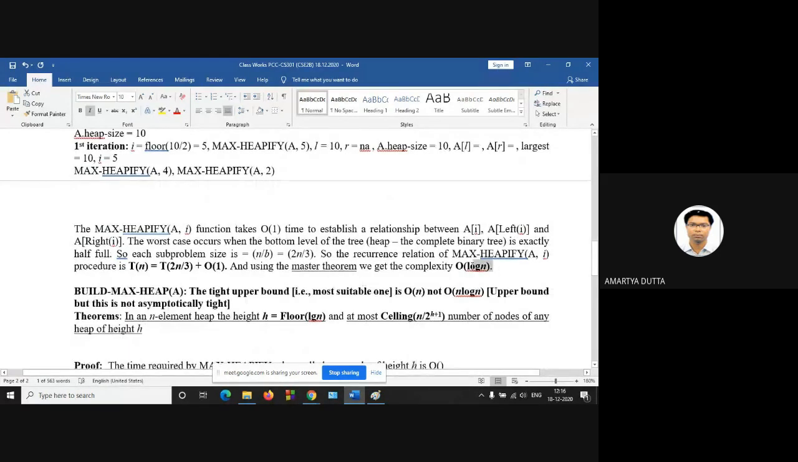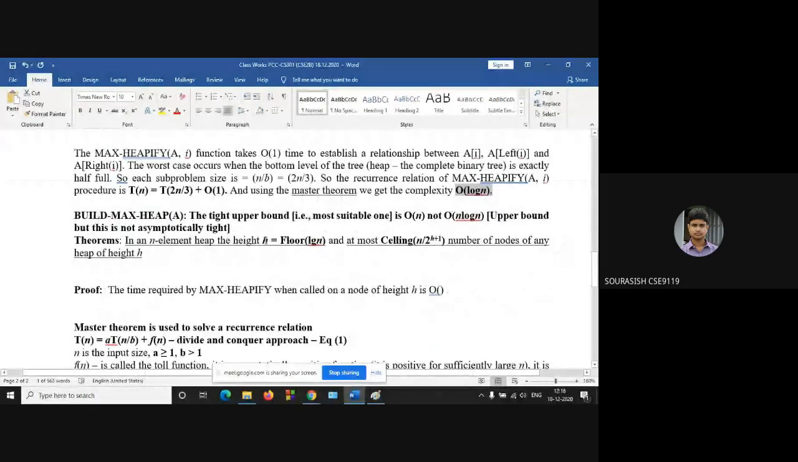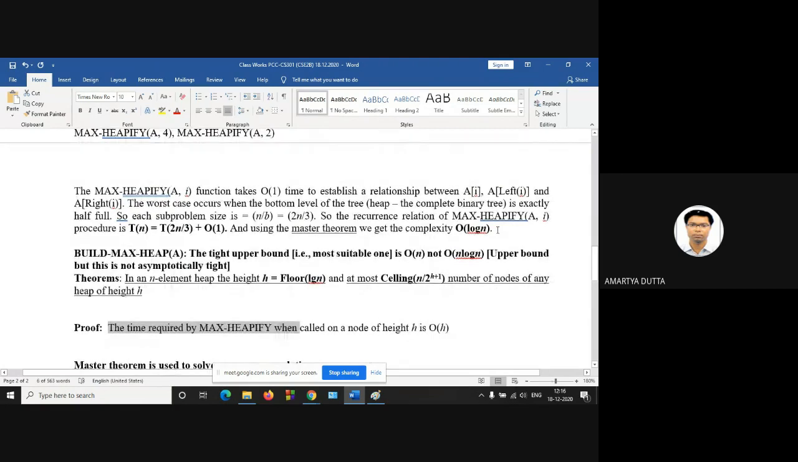Max heapify complexity is order of log n. And by the theorem, in an n element heap, the height h is equal to floor of log n. So this will be order of h. The time complexity of the max heapify function is, we know, order of log n, and the height is floor of log n. So when called on a node of height h, it is order of h.